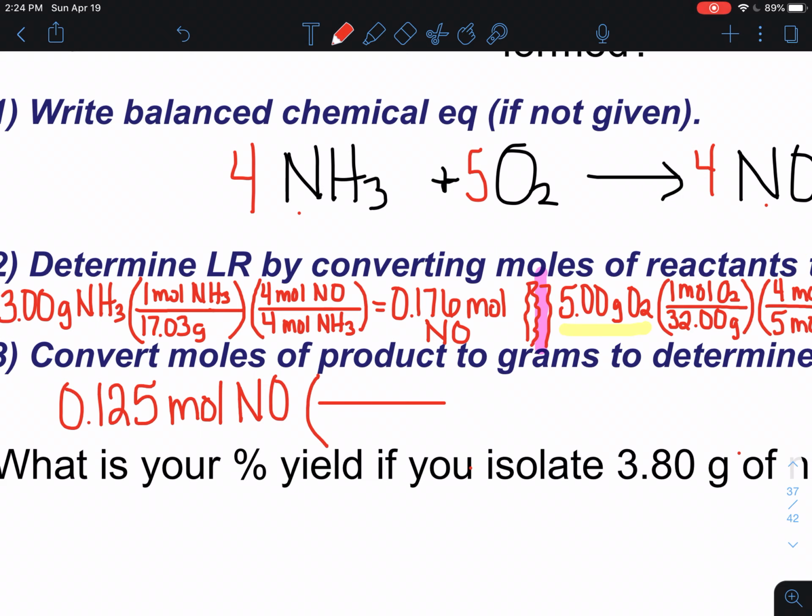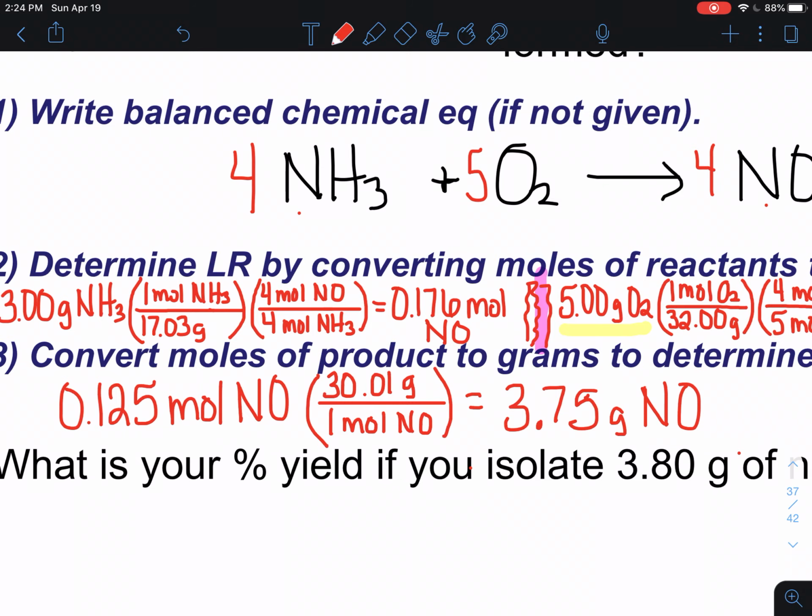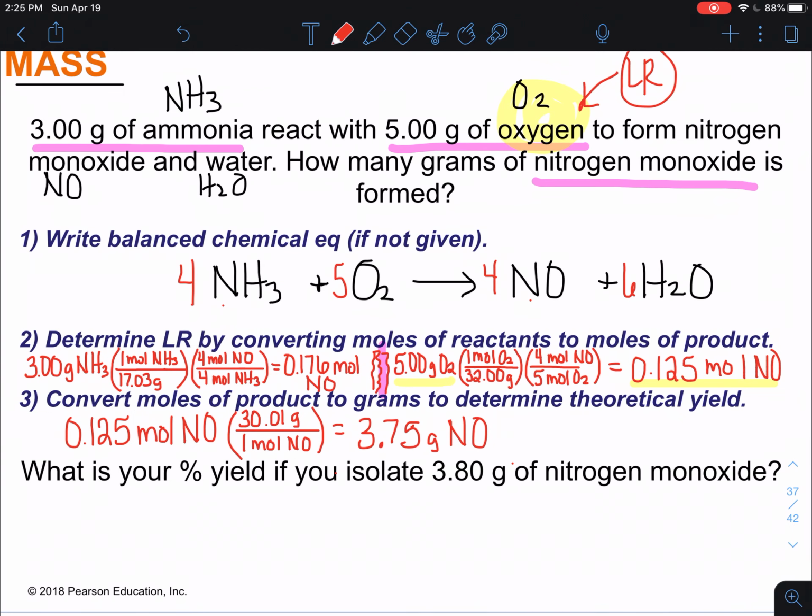And it's 30.01 grams per 1 mole NO. So 0.125 moles times 30.01 is going to give you 3.75 grams of nitrogen monoxide.